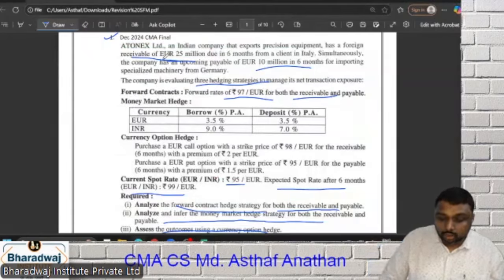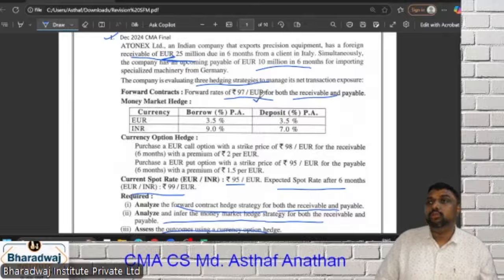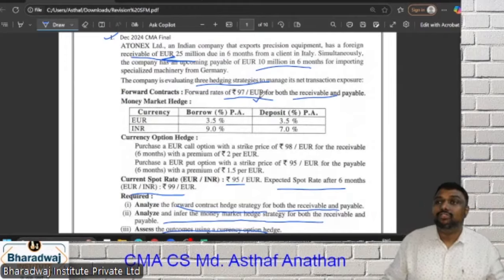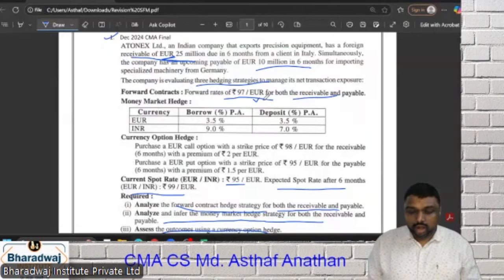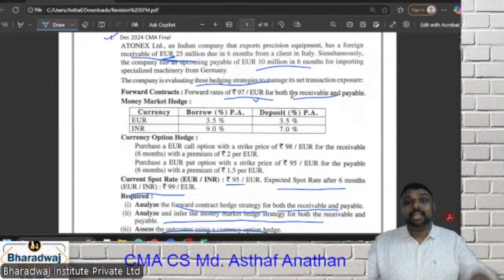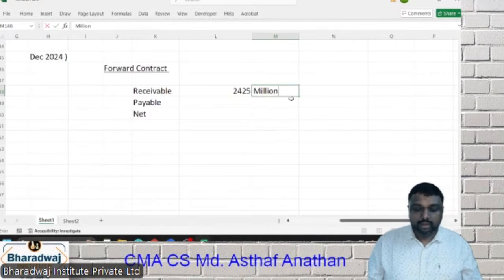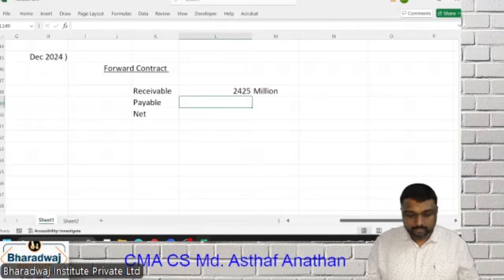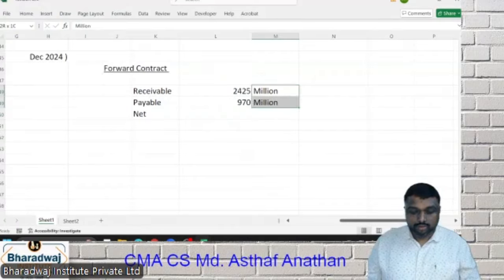See this point? Your transaction is in euro, denominator also euro, so it is a direct quote. Directly we can multiply, no need to divide. You have receivable 25 million. Forward rate, for both receivable and payable, is the same rate. So 25 into 97, you can simply write one line, in million. And here it is 10 into, again the same thing, 97. You get million. So what is the net exposure?